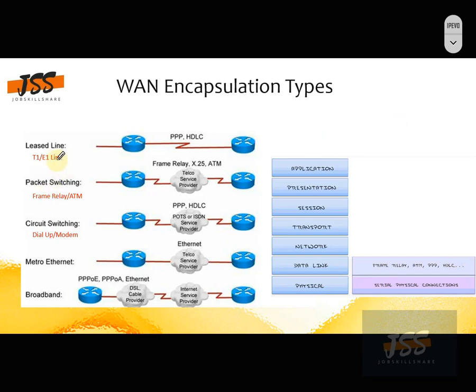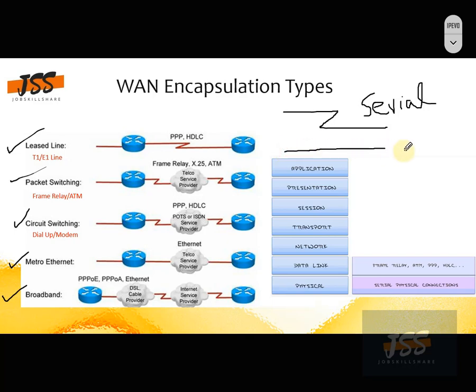So we have multiple solutions that come under WAN. We have leased lines, packet switching, circuit switching, metro ethernet, broadband, and what are those things? In a leased line, when you see a symbol like this, it is a serial link. When you see a straight line, it is Ethernet. So this is a serial link, serial connections, and the leased line is a dedicated connection. As you can see, this is point to point.